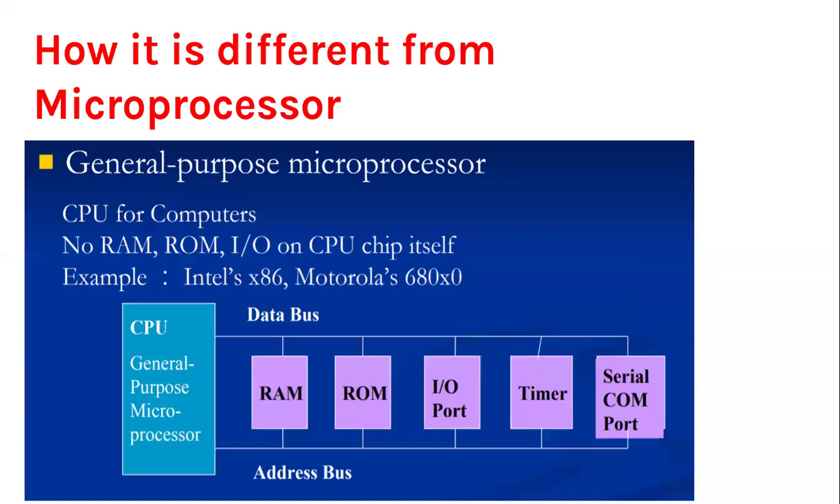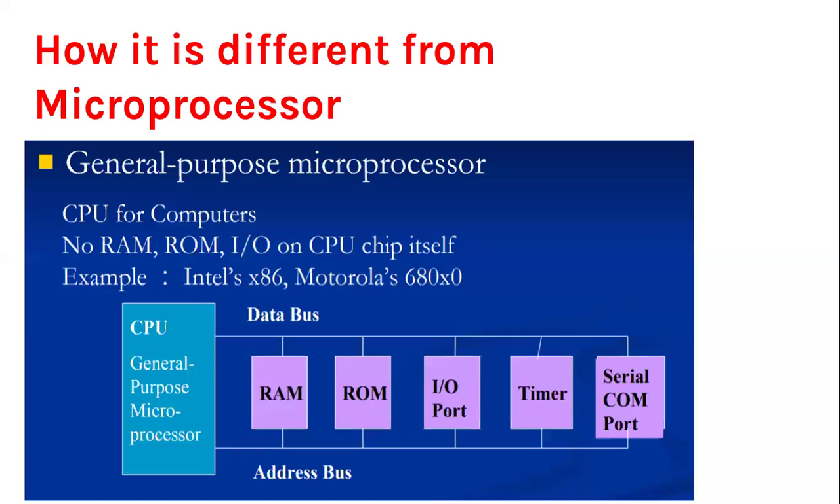You add them externally, that is the microprocessor. Physically, that is the main difference. Is it clear, guys? Yes or no? That is the main physical difference. The required things are external. You add them externally, that is a microprocessor. These are all on a single chip, that is a microcontroller, right? So these are all inside the microcontroller.